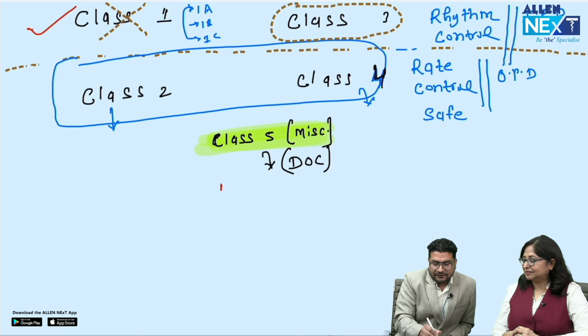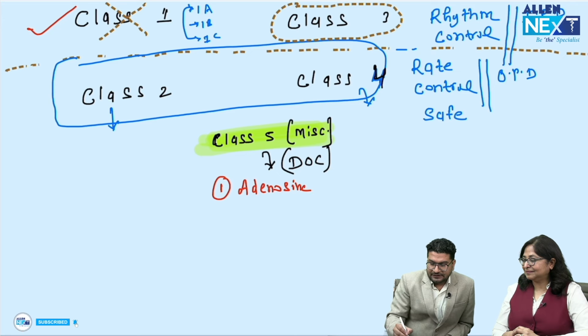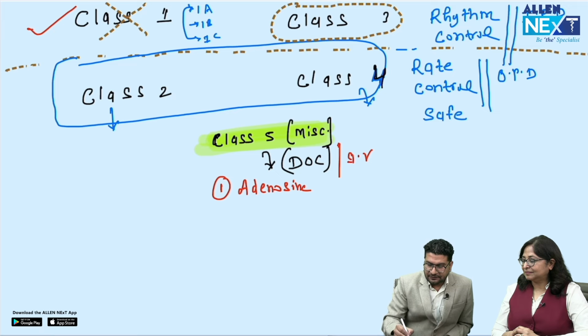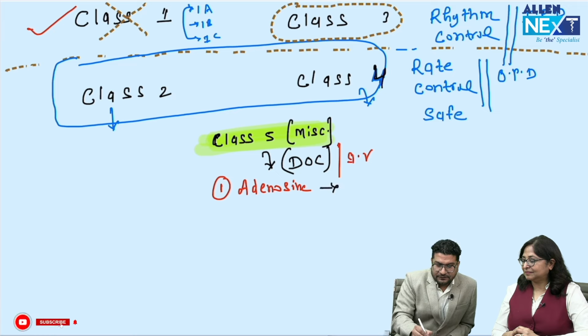So in this class 5, the first drug is adenosine, which we have just discussed. First important thing is all these drugs are DOC. Next important thing is all these drugs are given by IV route. So adenosine, I told you, is the drug of choice for PSVT.